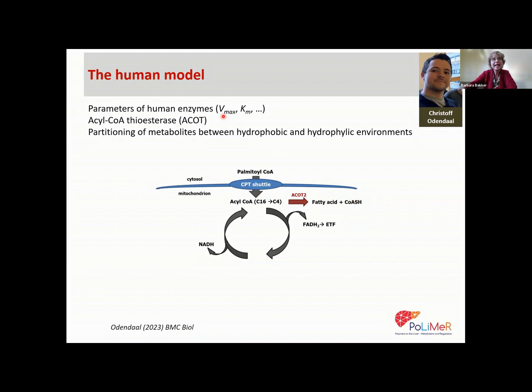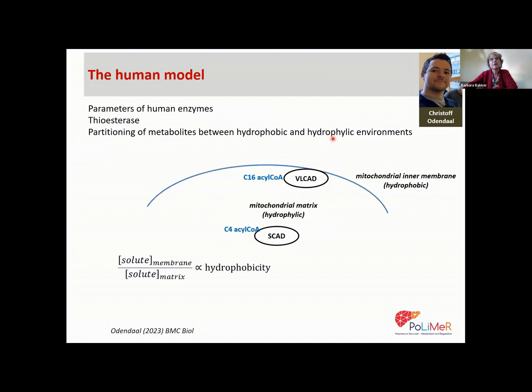And what he also did to make it more realistic is to partition metabolites between hydrophobic and hydrophilic environments. So in essence, the longer chains are, of course, more in the membrane environment, and the shorter chains are more in the matrix environment of the mitochondria. So he also put that in the model.